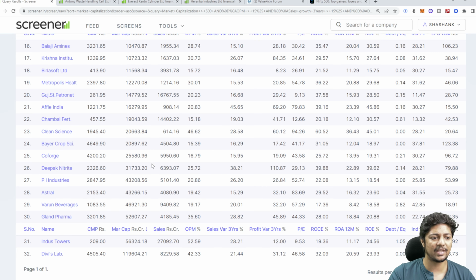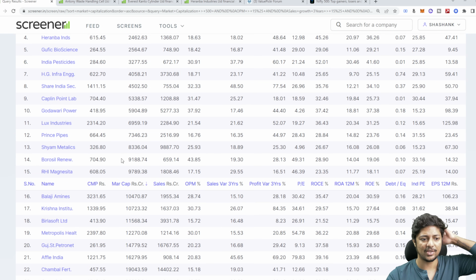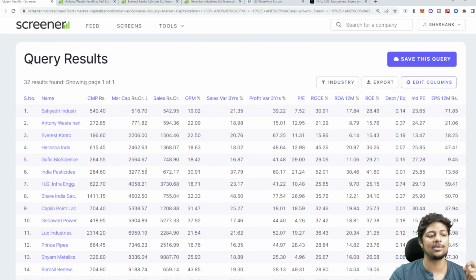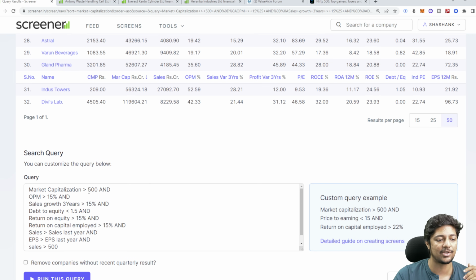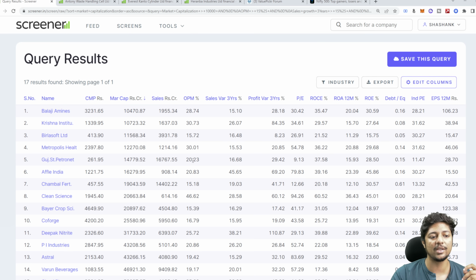So first screen is this, right? And you see all the good stocks. Now these are some risky plays. Now you might want to slightly remove the filter and say, you know what, Shashank, this 500 is too less. I feel I need at least 10,000. Okay, so let me do 10,000 here. Now you'll see only good companies coming out, right? Balaji Amines, Birla Soft, Kim's.